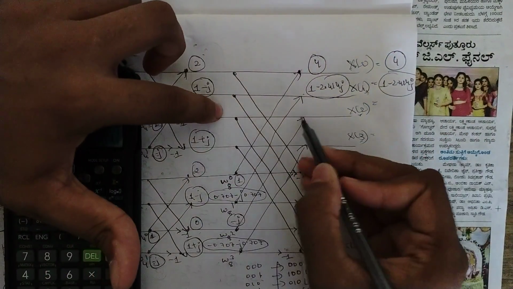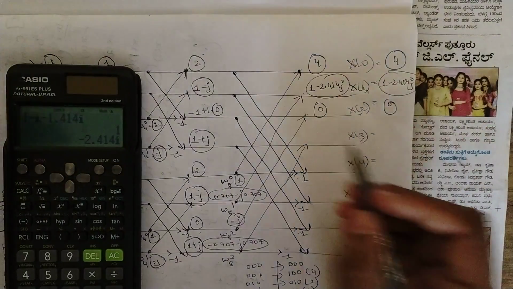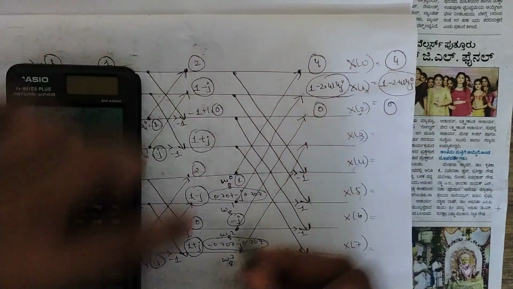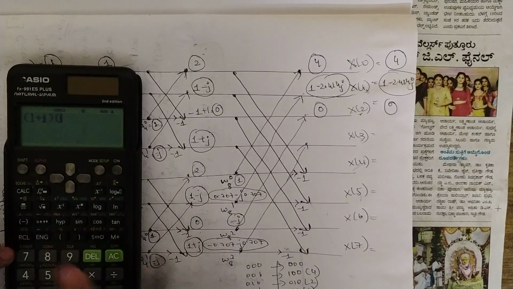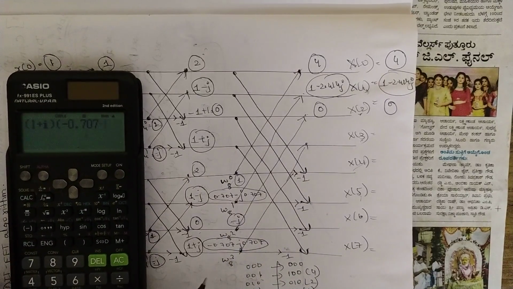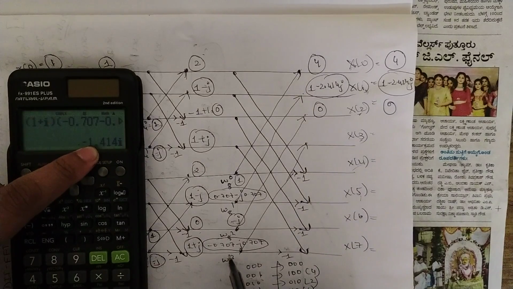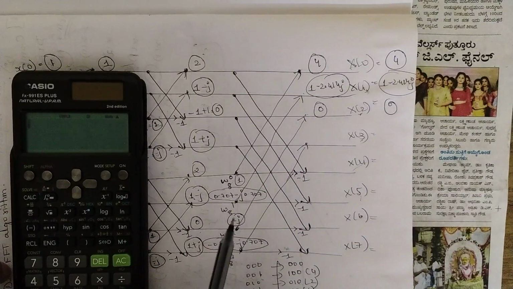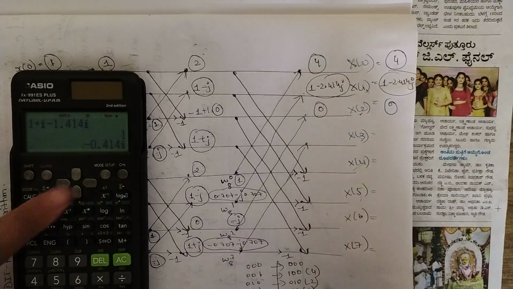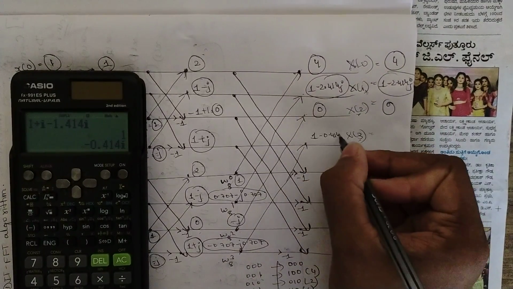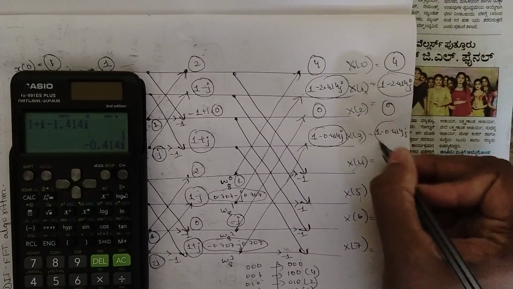Similarly, third value, here we have 0 and 0 into minus j is 0. So third value is 0. Fourth value is 1 plus j, and these two values would be getting multiplied. That is 1 plus j into minus 0.707 minus 0.707 j. That is minus 1.414 j again. Along with that, 1 plus j, that is 1 plus j minus 1.414 j, that is equal to 1 minus 0.414 j. This is our next value.